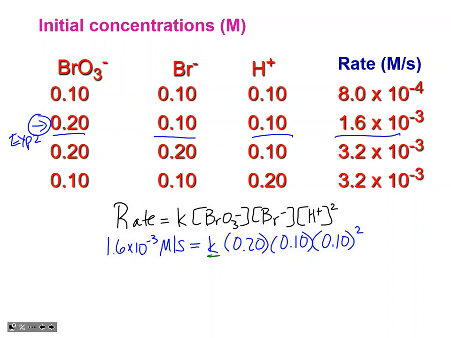Let's go ahead and calculate that. 1.6 times 10 to the minus 3 divided by 0.2 divided by 0.1 divided by 0.1 squared. So what do we get for our K? Calculating the K. K equals, oh, that kind of looks like an uppercase K. I'm going to write it smaller so we don't get rate constant K confused with equilibrium K.